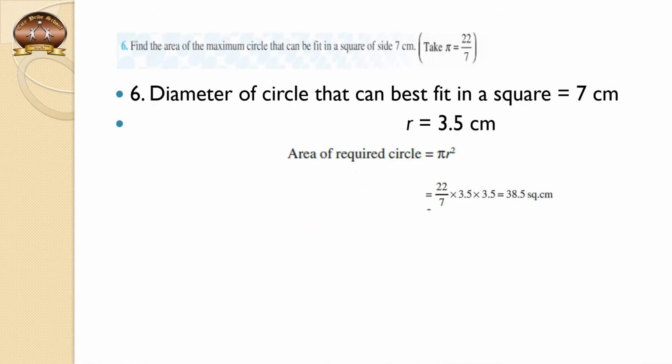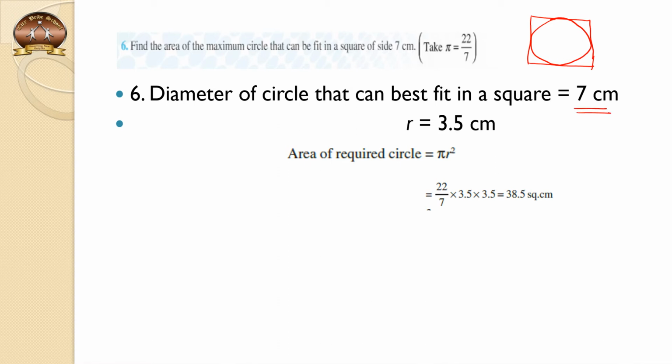So children, let us now continue with question number 6. Find the area of maximum circle that can be fit in a square of side 7 centimeter. So here we have a square and you have to find the area of a circle which can fit into this square. So the diameter of the circle that can fit into the square will be equal to the side of the square, that is 7 centimeter.